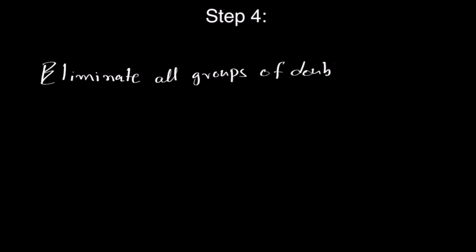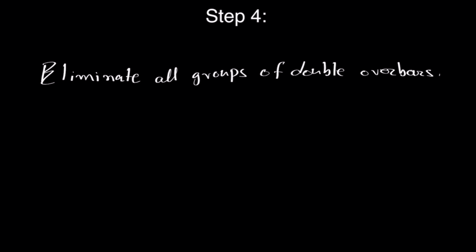Step 4 is the cleaning step, where we eliminate all groups of double bars. Everywhere you see 2 overbars, you gotta cancel them out. So that will be a cleaning process. We call that step 4.